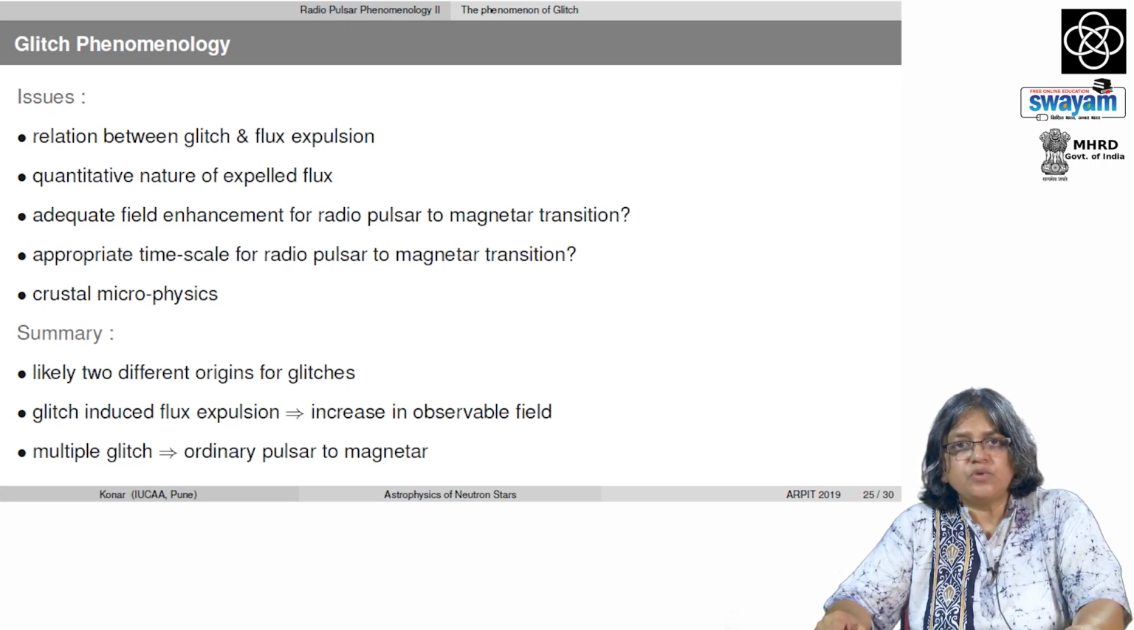There are some issues related to the phenomenology of glitch. The relation between glitch and flux expulsion, the dynamics of which needs to be worked out in more detail. The quantitative nature of expelled flux, whether glitch can induce field enhancement for radio pulsar to magnetar transition. This is a recent suggestion by certain observations which seem to indicate that there is an increase in the magnetic field in repeated glitches. Whether that is associated with appropriate correct time scales of radio pulsar to magnetar transition, these are all open questions for glitch phenomenology.